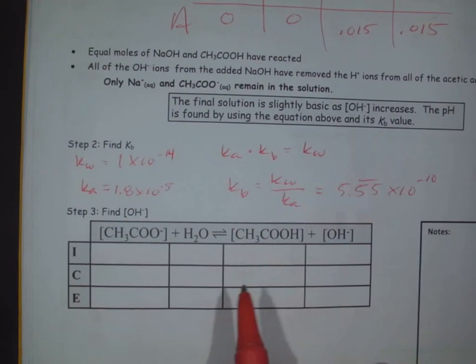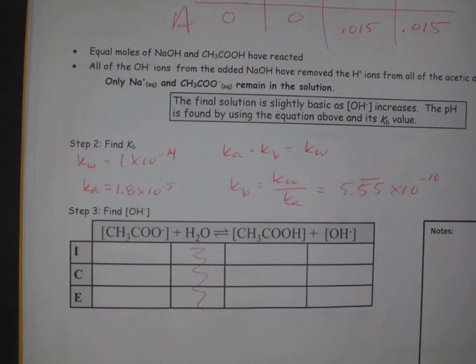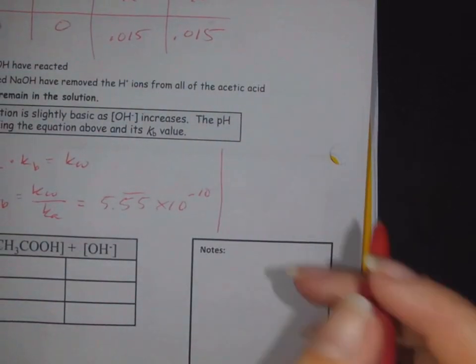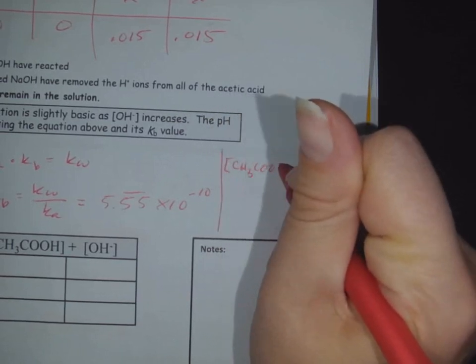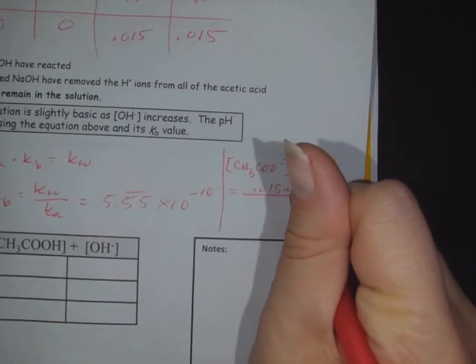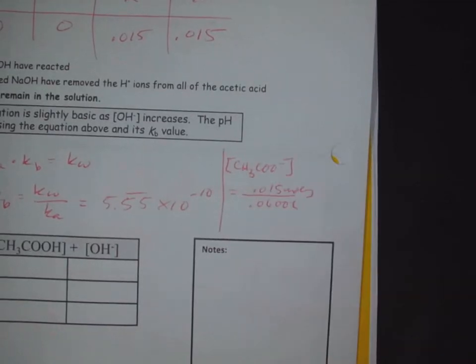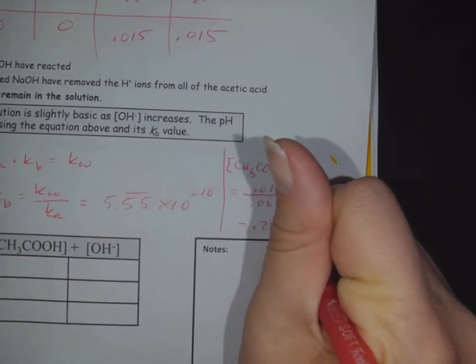So a couple of things. First off, if we have liquids or solids, we don't include them in our ICE tables. And we can only put concentrations or pressures inside of our ICE tables. So let's actually calculate the concentration of this conjugate base. We know the moles, 0.015 moles, and then it was 30 milliliters plus 30 milliliters, or 0.0600 liters. So we get a concentration of 0.25 molarity.